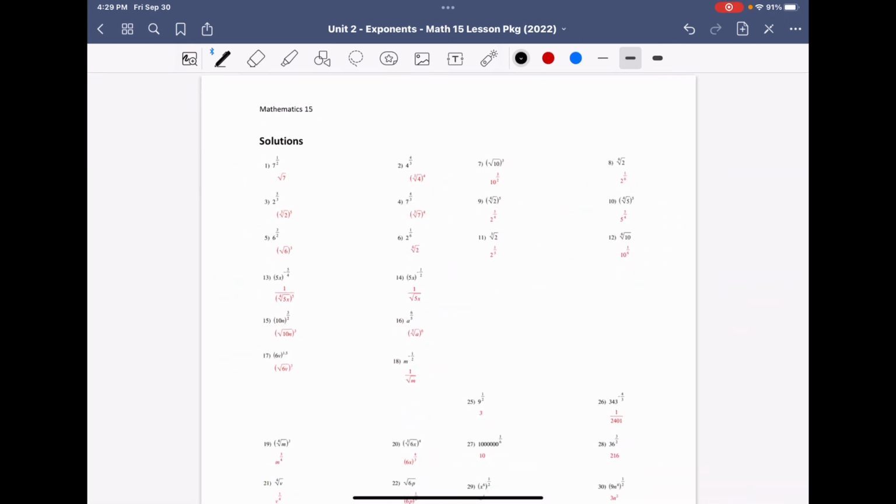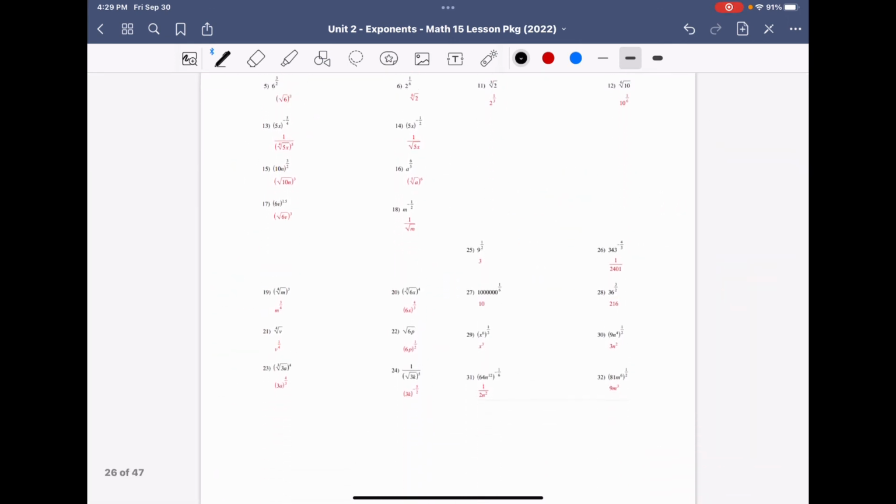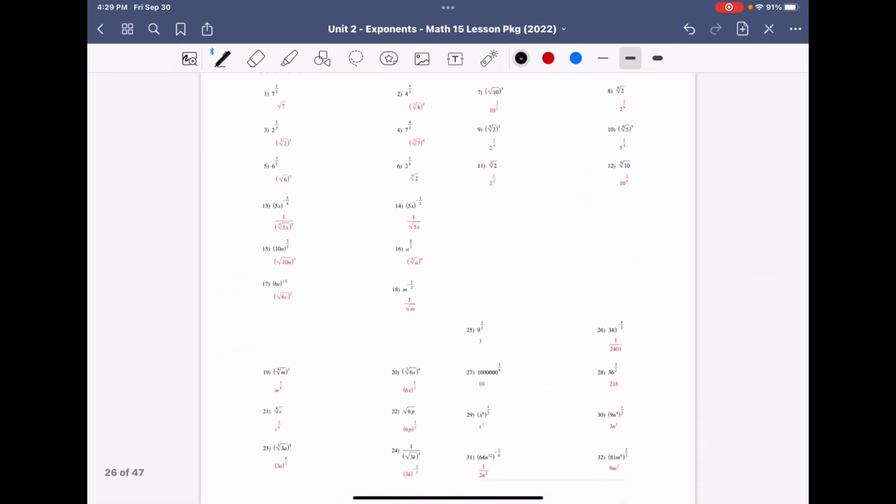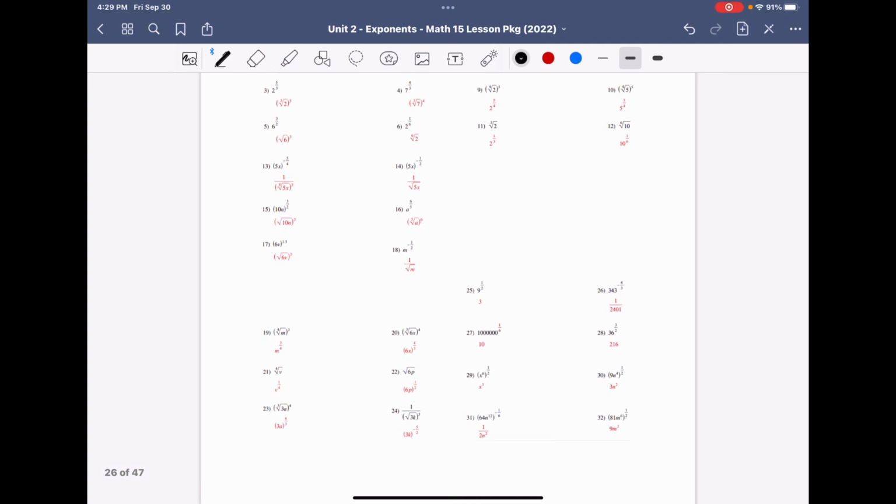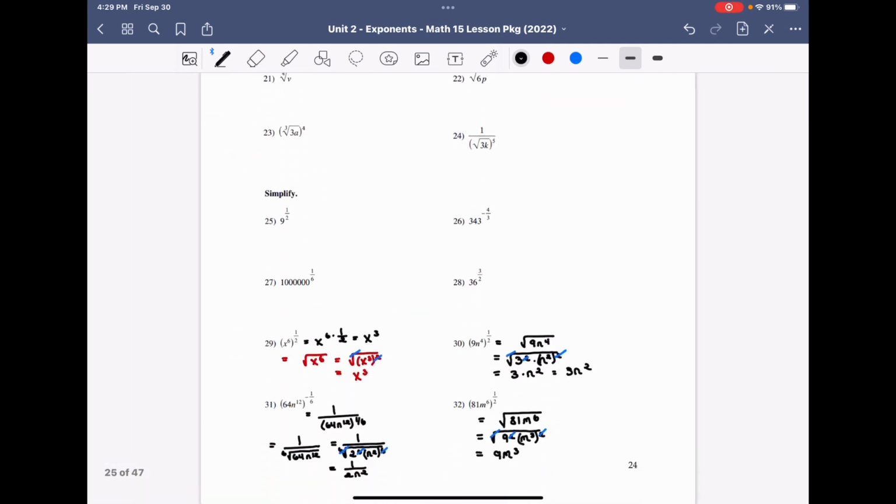All right, here's where your solutions are. So we did a bit of the homework there. I thought it was really important to just see some of those examples, but here's all your solutions. Get to practicing. You got lots more to do on this page here.